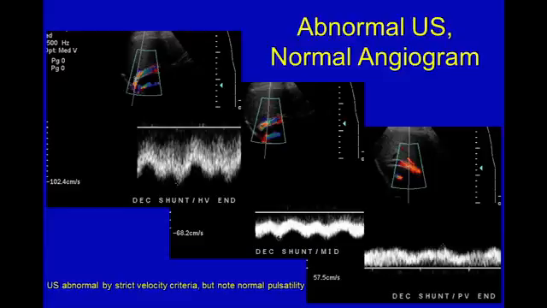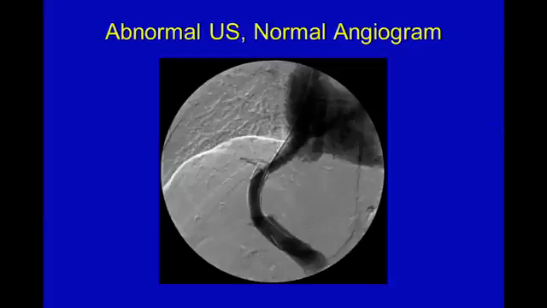Now, it's important to remember with Doppler that numbers aren't the be-all and end-all. So here's a patient who has flow of 100 at the hepatic vein end, 68 in the mid-TIPS, and 57 proximally. But notice this pulsatility. It actually looks exactly like the waveform you'd expect from the right heart. So at the time when we did this study, we were acting on the basis of just the velocities, and we sent the patient to angiography, and of course the angiogram was normal.